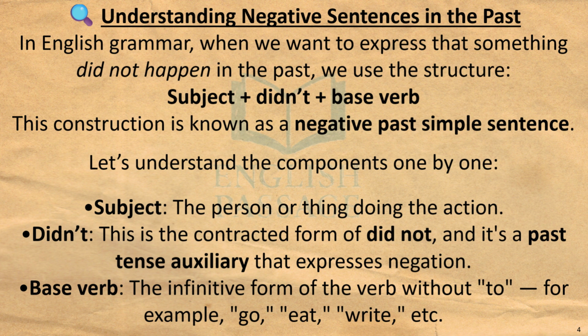Let's understand the components one by one. Subject, the person or thing doing the action. Didn't, this is the contracted form of did not, and it's a past tense auxiliary that expresses negation. Base verb, the infinitive form of the verb without to, for example, go, eat, write, etc.